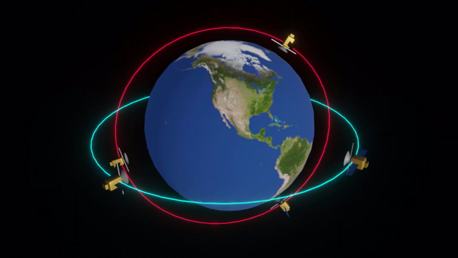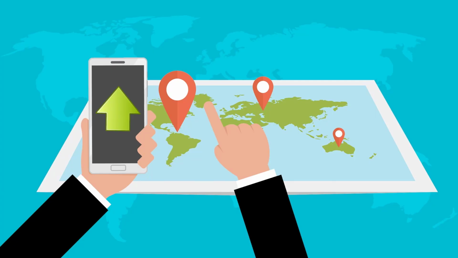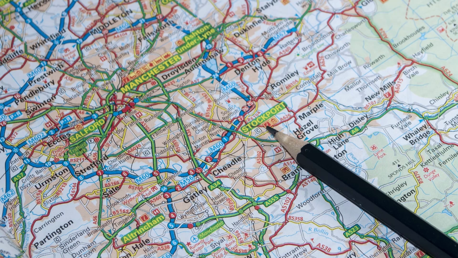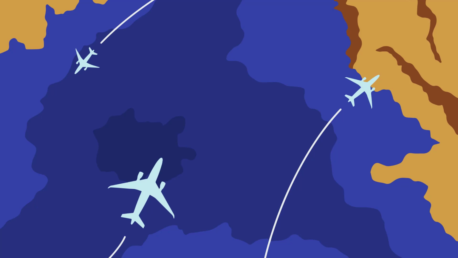GPS, or the Global Positioning System, is a network of satellites that provides information on the location of an object on Earth. GPS receivers on our devices use signals from the satellites to determine the location of the device and provide navigation information. GPS is used in a variety of applications, including mapping, surveying, and tracking.